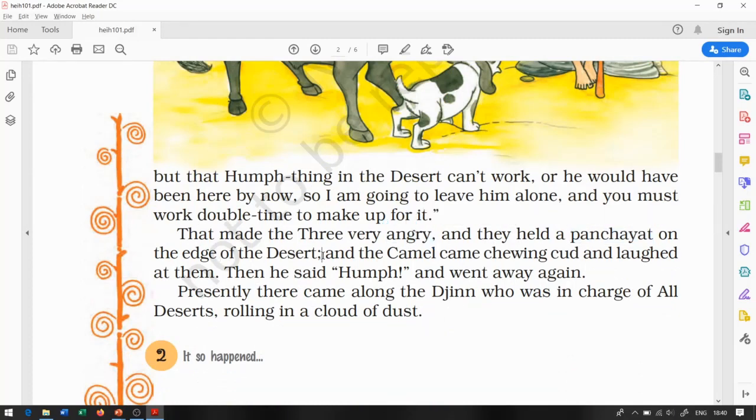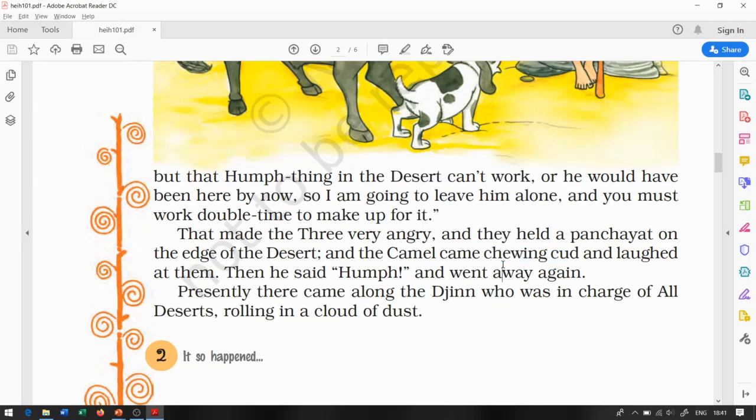So they went to the edge of the desert so that nobody sees them and hears what they're talking about, and they held a panchayat there. All of you know what a panchayat is. And the camel came chewing cud. Now what is chewing cud? I will send you a little video in the WhatsApp group of what is chewing cud, and laughed at them.